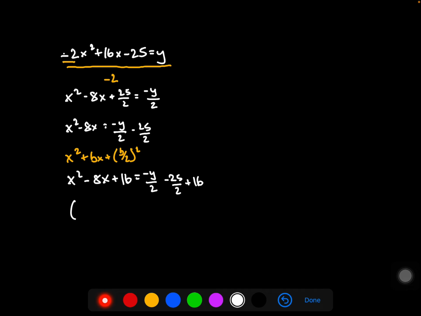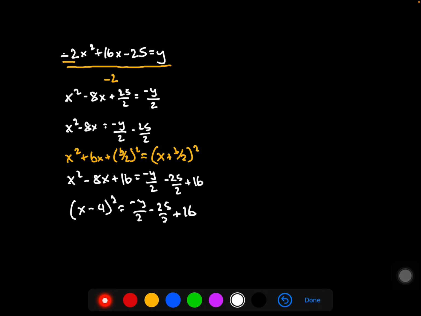And so now I can begin to factorize and solve for y, or get y isolated on one side. So if I have this perfect square trinomial, then I can factorize it easily into x plus b over 2 quantity squared. That's what I have now. So I'm just going to have x minus 4 squared. B over 2 is -4. And that's still equal to negative y over 2 minus 25 over 2 plus 16.